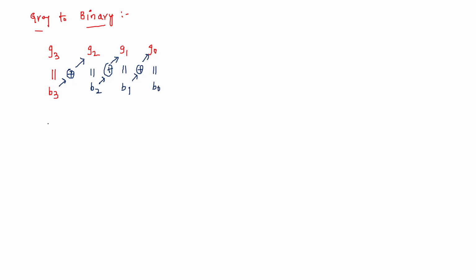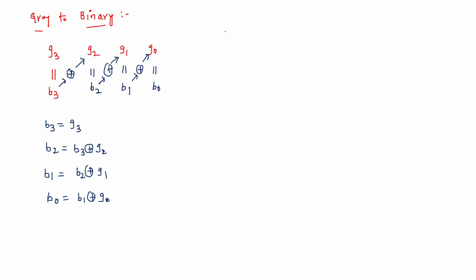So B3 means the output you are getting is G3. B2 means B3 XOR with G2, then B2 I'm getting. B1 is B2 XOR with G1, and then B0 is B1 XOR with G0. In this way, we will get the Gray code to binary operation.